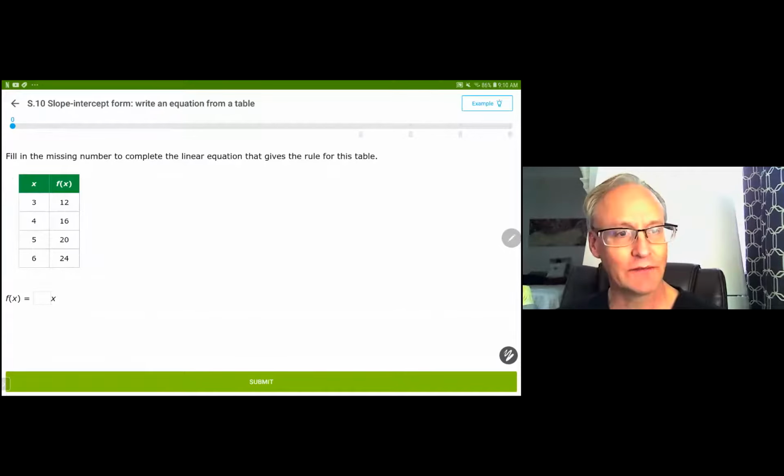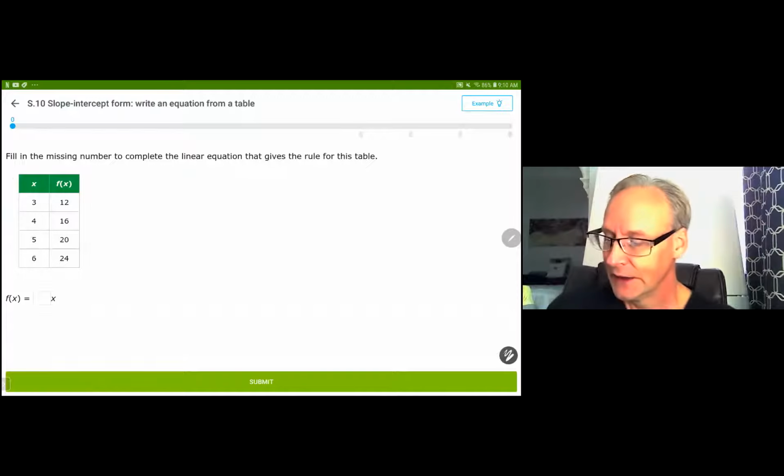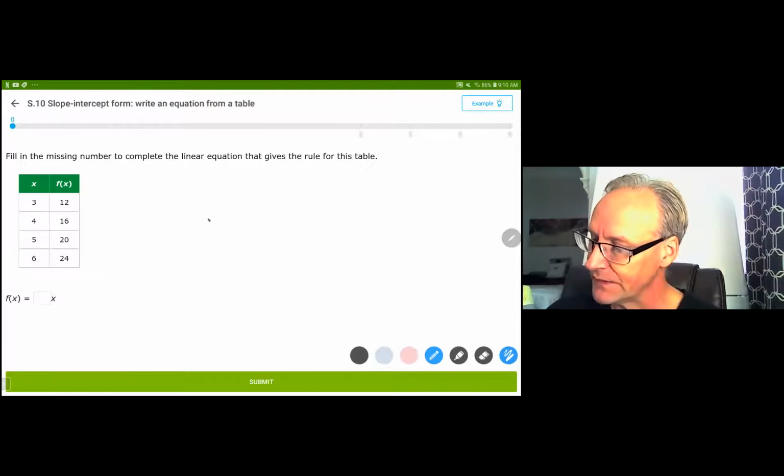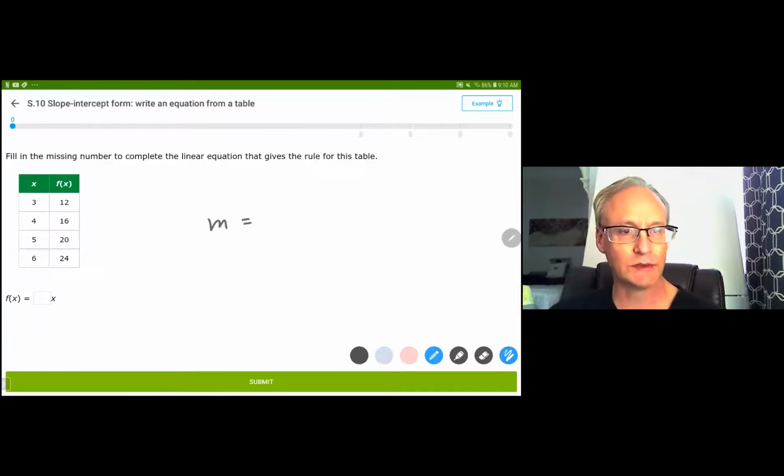So we have a table of values. Unfortunately, they didn't give us x is 0, because that would be the y-intercept and we'd basically be done. So in general, we're going to look at the slope first. In order to find the slope, there are a lot of methods we could use, and it doesn't matter which 2 points we choose. We could choose any of these 2 points.